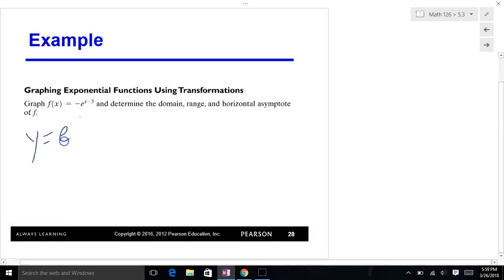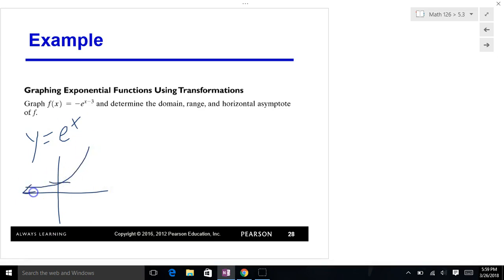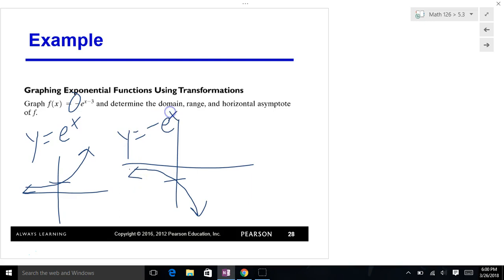You're thinking about what does e to the x look like. Looks kind of like that 2 to the x. Here's your e to the x. It's just a little steeper after 0, 1. What does that negative in front do? Well, that's going to flip that about the x-axis. So that's the first thing we're going to do, flip it about the x-axis. So here's y equals negative e to the x.